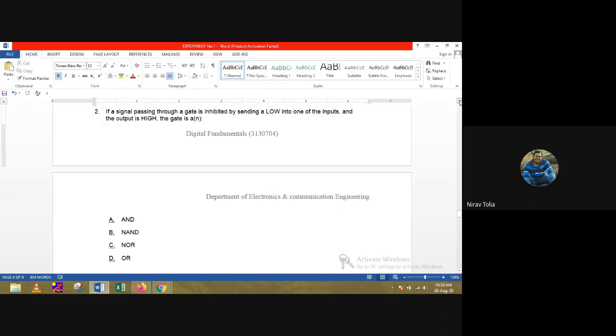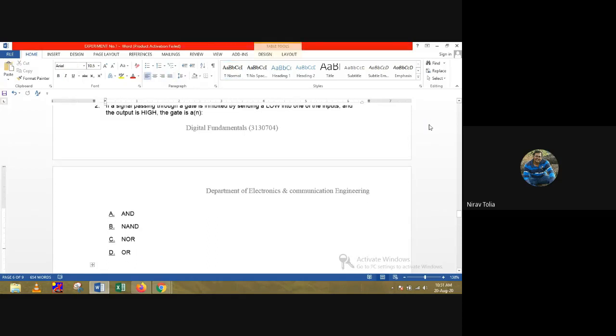So if a signal passing through a gate is inhibited by sending a low into one of the inputs, suppose both the inputs are 1, then the NAND gate will give you 0. But when sending a low into one of its inputs, with one input of the NAND gate 0, it gives you the output high only. So for the NAND gate also it is right, and for the NOR gate again it is right. So both things are right. Either the answer will be NAND gate, or the answer will be OR gate.